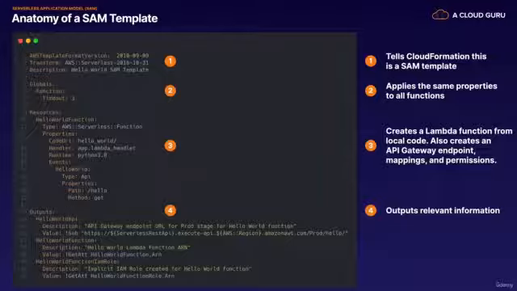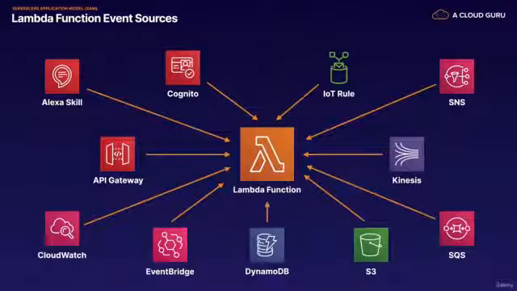Now, aside from API Gateway, SAM lets you integrate your Lambda function with a number of event sources. So you can see here we have a lot of different AWS services, all of which can trigger a Lambda function. We have Alexa skills, IoT rules, SNS topics, SQS queues, DynamoDB tables, CloudWatch, API Gateway like we just saw, and so on.